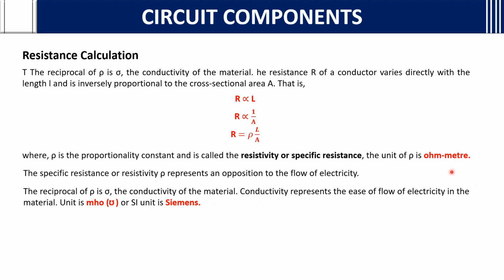Mho. This is ohm meter. This is mho, or the SI unit is Siemens. Mho is represented in this way. Ohm meter is represented like this, this is ohm meter, and this is mho. Mho is written as the inverse of ohm, like this. So the unit of resistivity is ohm meter, and conductivity is mho or Siemens.